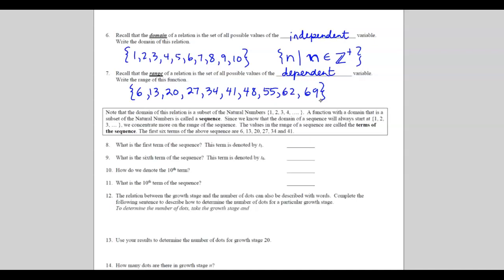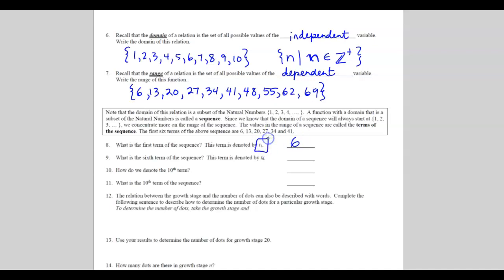So the first 6 terms of this sequence that we're building from the diagrams of the fish are those values there. First 6 terms: 6, 13, 20, 27, 34, 41. Okay, so that's really the sequence that we're looking at. And the 1, 2, 3, 4 tells you which growth stage or which term we're looking at here. We didn't know that this was for fish, for example. So the first term of this sequence here is 6.